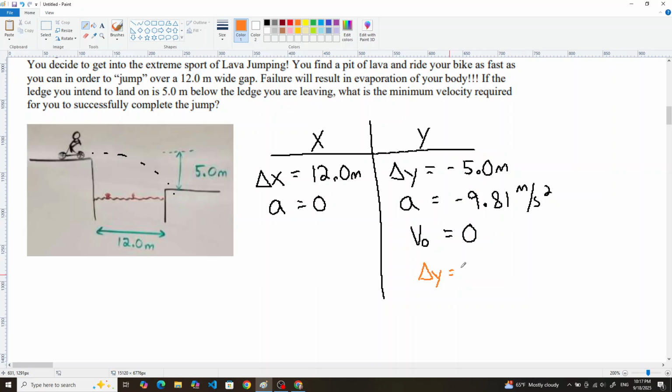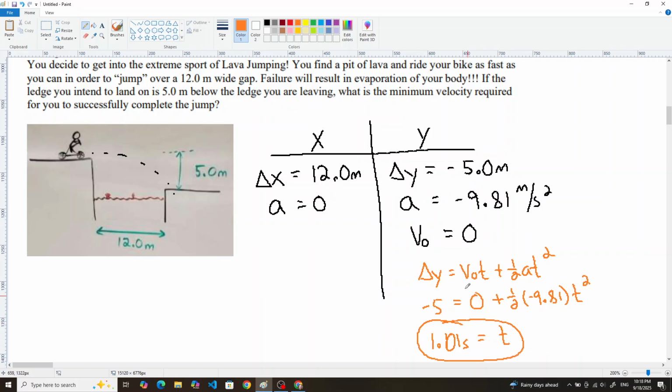More often than not, this equation is going to help you find time using the y direction in the second formula. It's not always going to be true, but I would say a good 80% of the time this is where you end up going. All right. A quick calculation gives me 1.01 seconds for the time.